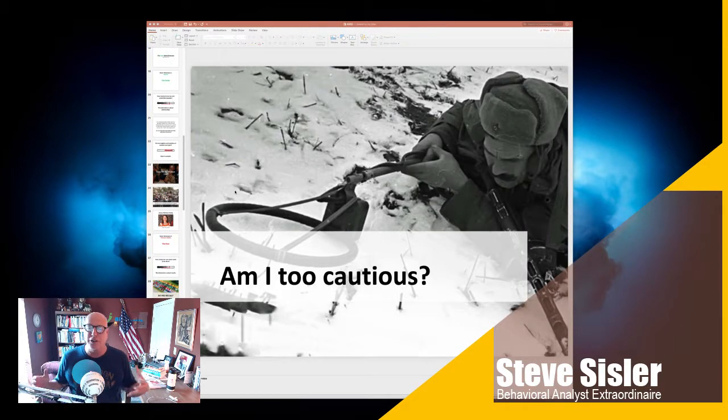Am I too cautious? This is how some people approach work. They're in charge of something new, and this is what they're doing. They're crawling around with a metal detector, like, what's going on here? What do I do? Now you take this and you put it with a behavioral orientation.